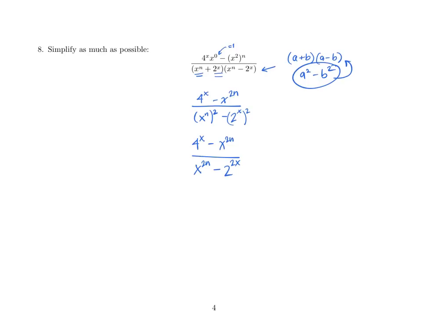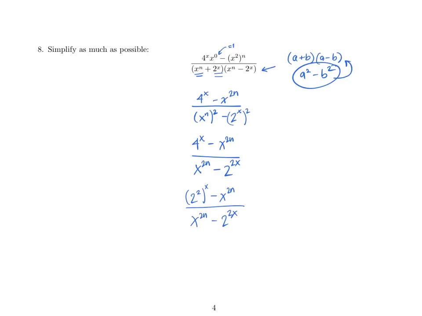And you might be stuck. You might be saying to yourself, I have no idea how this works. This is very confusing. But 4 to the x can actually be re-expressed with a base of 2, because what power of 2 is 4? Well, 4 is 2 squared. So we have 2 squared raised to the x power minus x raised to the 2nth power over x to the 2nth power minus 2 to the 2x.